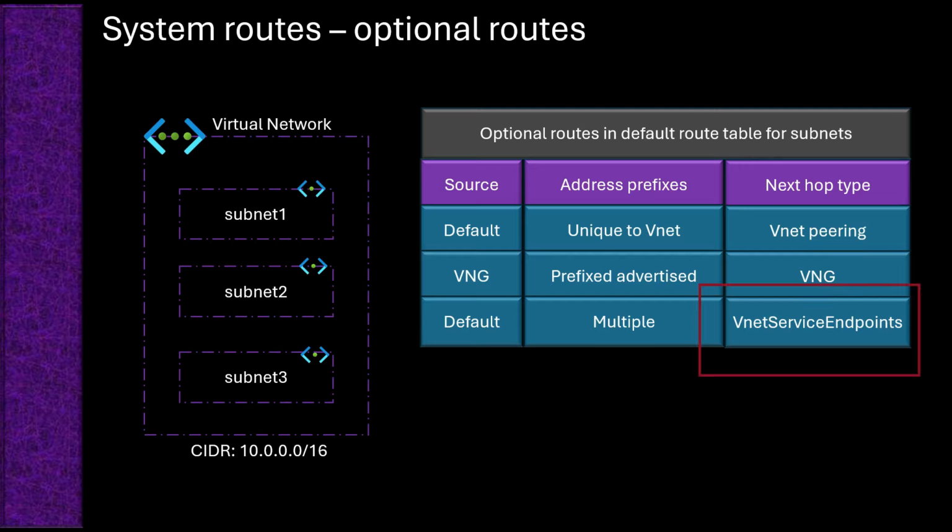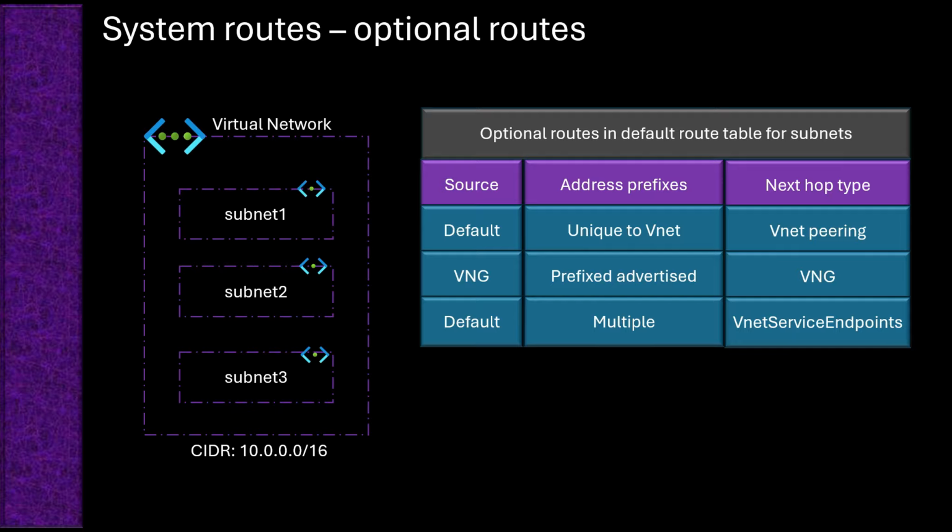The next hop type, Virtual Network Service Endpoint, provides a secure, direct connection to specific Azure services such as Azure Storage or Azure SQL without traversing the internet. When a service endpoint is enabled on a subnet, Azure adds a route for the service's public IP to that subnet. This ensures traffic for the service is routed securely within the Azure backbone. The routing table is updated automatically as the service IPs change. Such routes are only added to the subnet where the service endpoint is enabled.